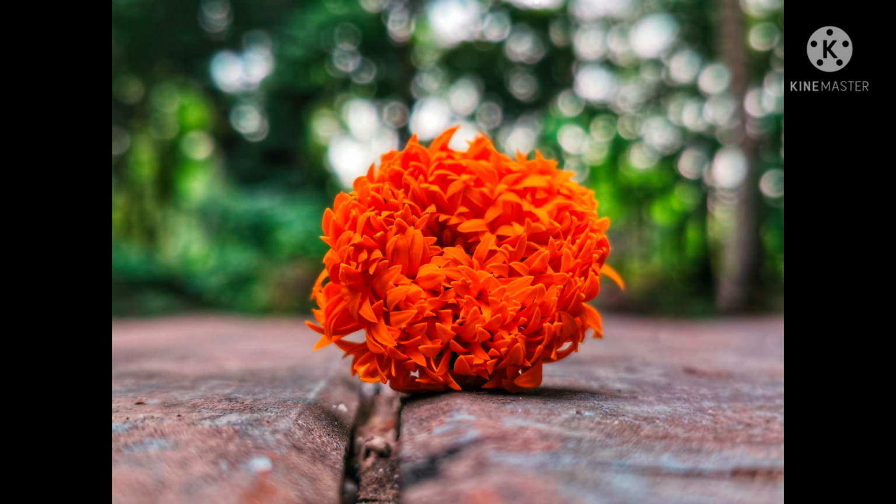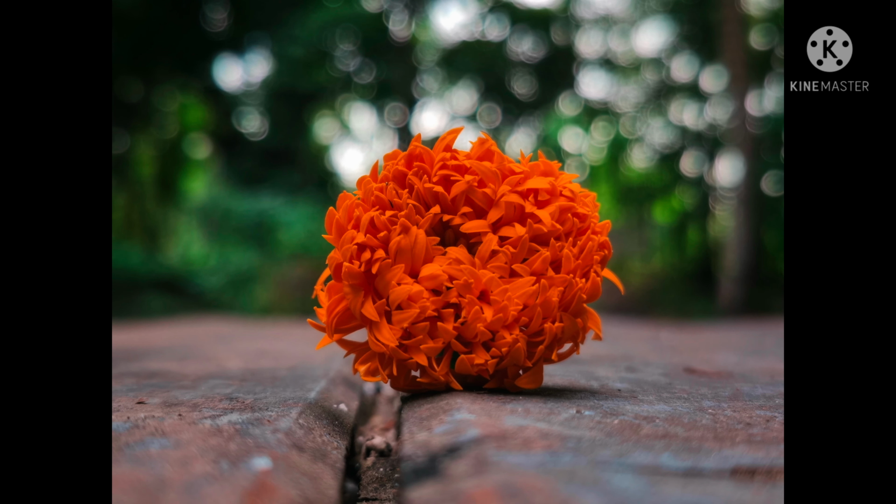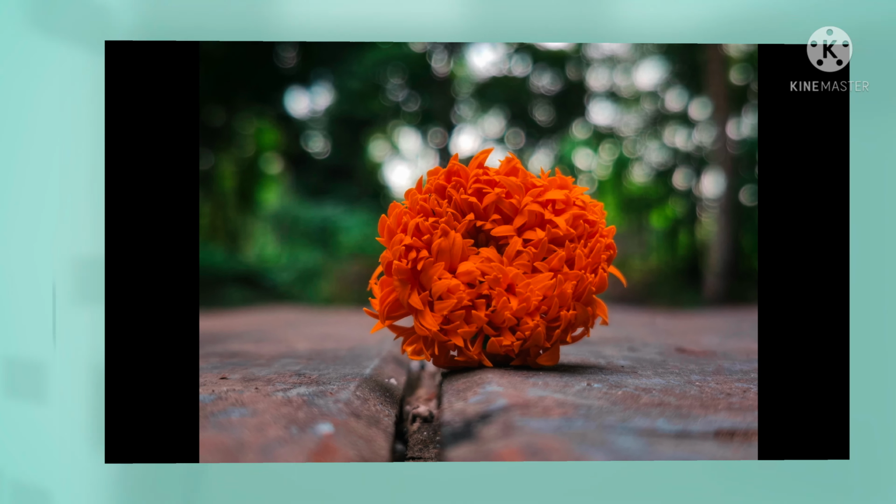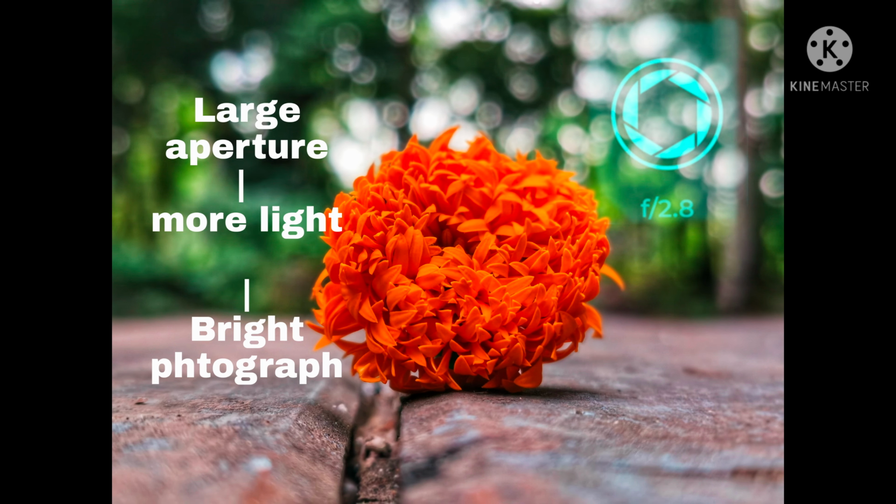A large aperture will pass a lot of light, resulting in a bright photograph. A small aperture will pass less light, making the photo darker. Take a look at these photographs.